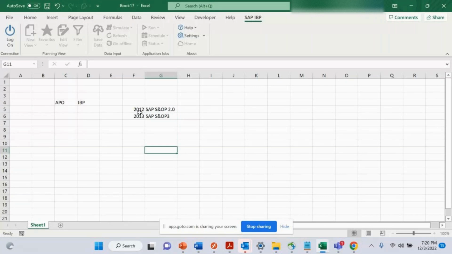SNOP version 3. Then in 2014, SNOP version 4, 15, 16, and then the present, we are standing in 2022, and the new feature is released in 2022 in the 2211. So all the versions which you will look at, the SAP naming convention is that 2211 means 22, the first two, indicate the year at which they are releasing the system, and the last two indicate the month at which month they have released.